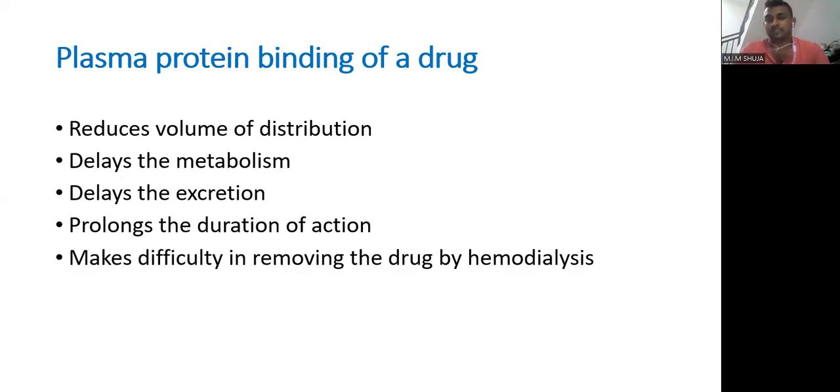Okay? And when it's bound extensively to the plasma protein, sometimes it makes removing the drug by hemodialysis difficult.